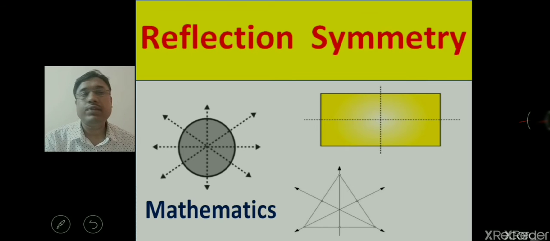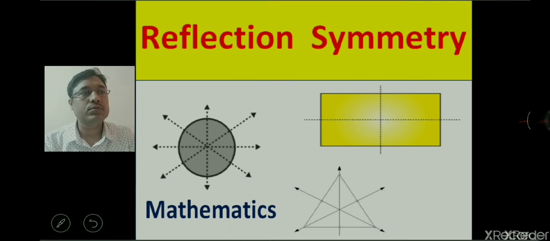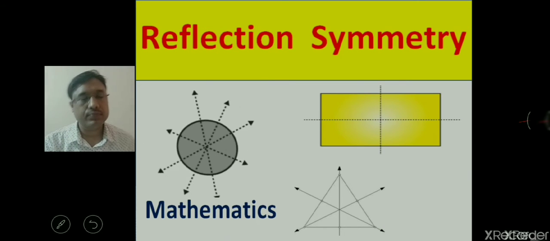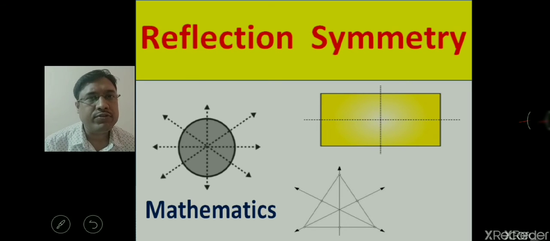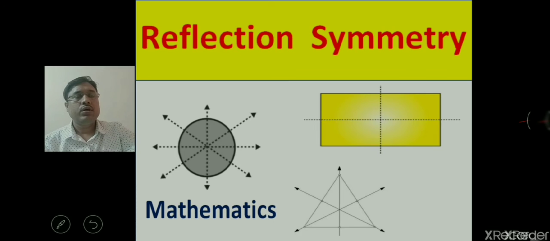Today we are going to study this topic, reflection symmetry. Here we will study the lines of symmetry for different types of figures. As shown here, there are infinite lines of symmetry in a circle, and the rectangle has two lines of symmetry, the lines joining the midpoints of opposite sides. We will also see the equilateral triangle. Now let us start.